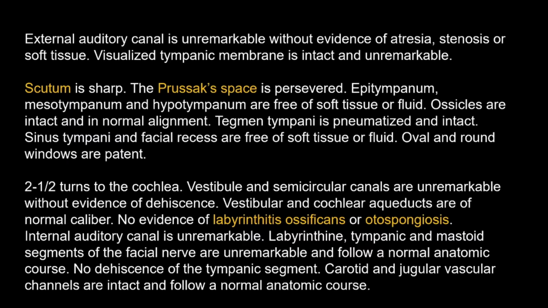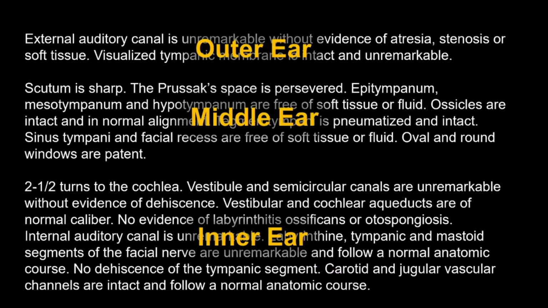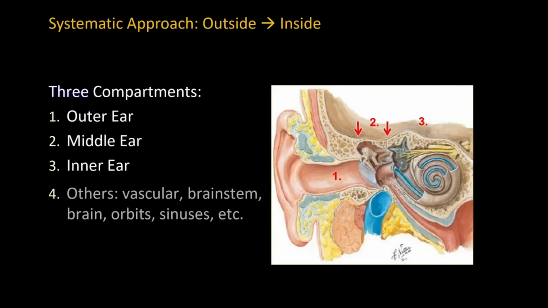So let's walk through this template and talk about how we approach CT temporal bone. You probably get a sense that just from this template, we're going to break the temporal bone roughly into three parts, namely outer ear, middle ear, and inner ear. I think that's a good approach that a lot of people use. Essentially break them into three parts and then approach it from outside and in.